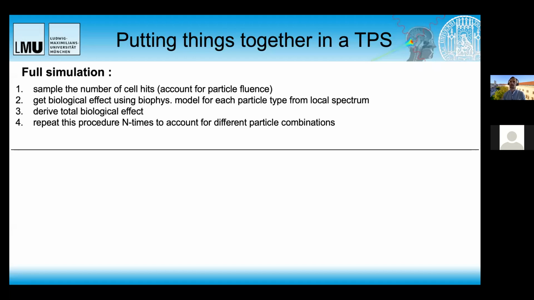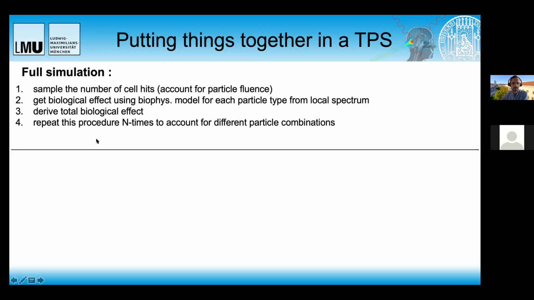So at the end, you have very complex mixed radiation fields, and therefore you have to sample. In this case, you sample the number of cell hits according to the local particle fluence. And then you calculate the biological effect using the local effect model, so this biological base data, and you know basically what fragments you have at that very position inside your patient, and you know the local energy spectrum. And from there, you calculate the biological effect for each fragment. You add it up to derive the total biological effect, accounting for all your fragments.